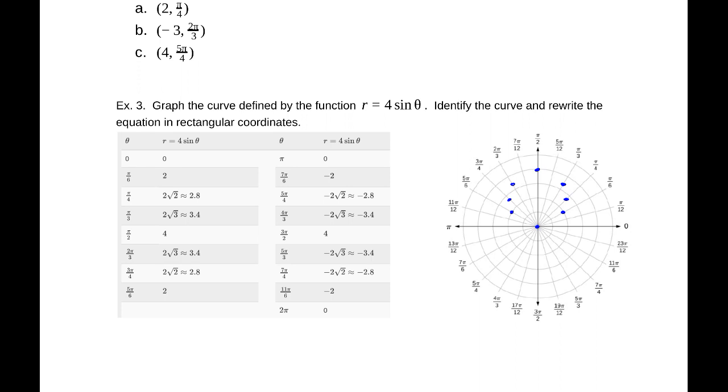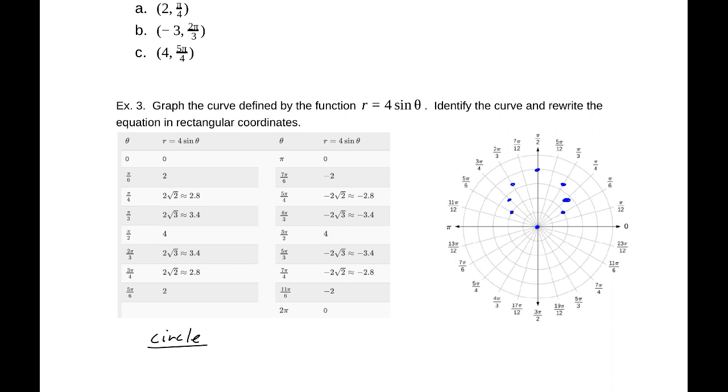Okay, and let's see. Pi is 0, so we're right back there again. 7 pi over 6 is negative 2. If you notice, that's actually going to end me up right here. So these negative values for our radius are all going to end up, instead of here and here, here and here respectively. So it appears that this actually might be forming what looks like a circle, or at least some strange version of a circle. Right, so I want to go ahead and claim that that's a circle.